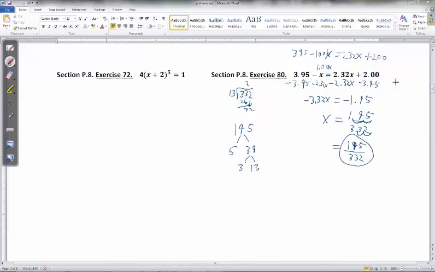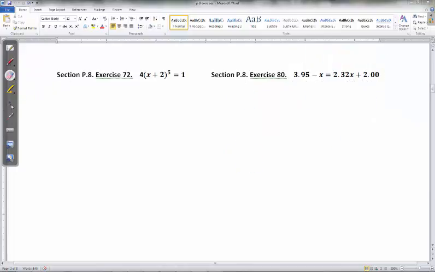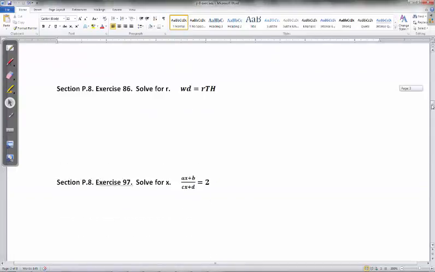So move the 395 over, you get negative 195. Move the 232 over, you get negative 332x, and divide out the negative 332, you get 195 over 332 again. I rarely clear decimals when I'm solving problems. It just doesn't seem worth it, but if the decimals bother you, you're certainly welcome to do it.